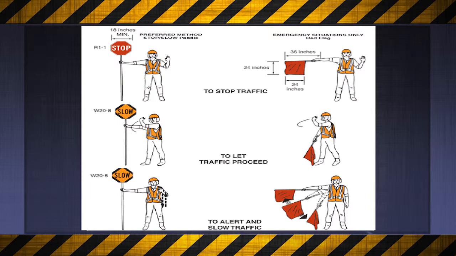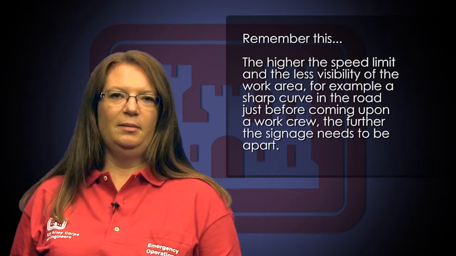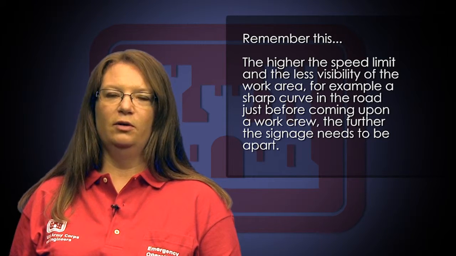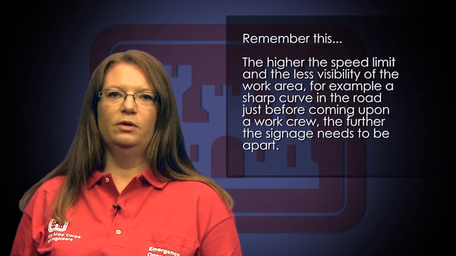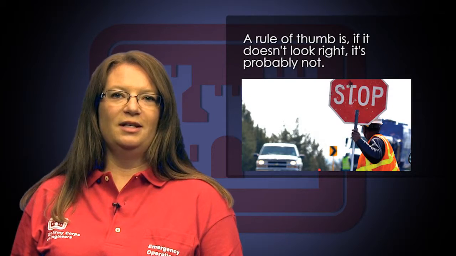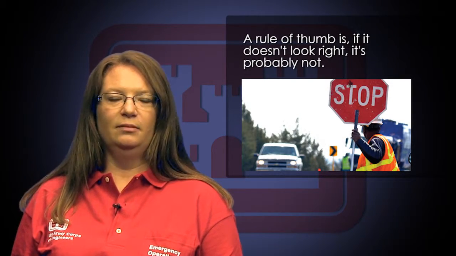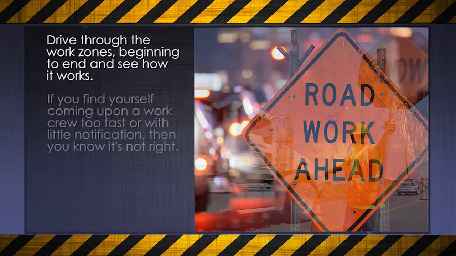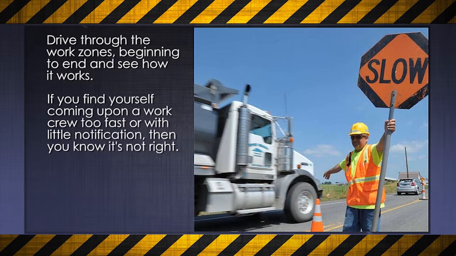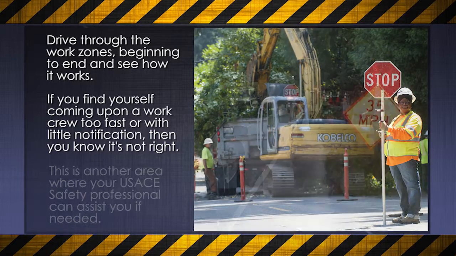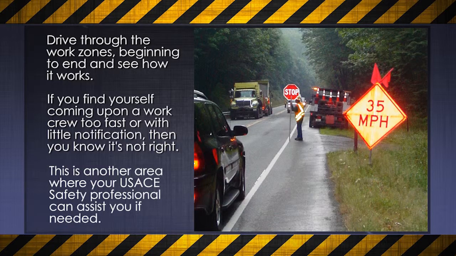sites. Remember this, the higher the speed limit and the less visibility of the work area, for example, a sharp curve in the road just before coming upon a work crew, the further the signage needs to be apart. A rule of thumb is, if it doesn't look right, it's probably not. Drive through the work zones, beginning to end, and see how it works. If you find yourself coming upon a work crew too fast or with little notification, then you know it's not right. This is another area where your USACE safety professional can assist you if needed.